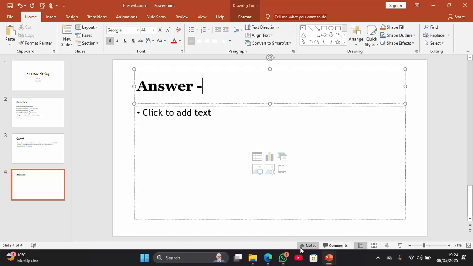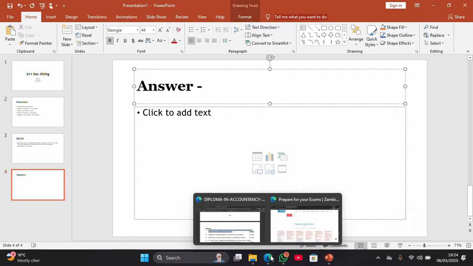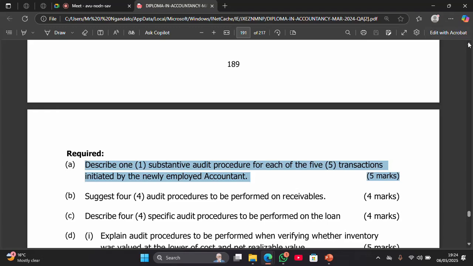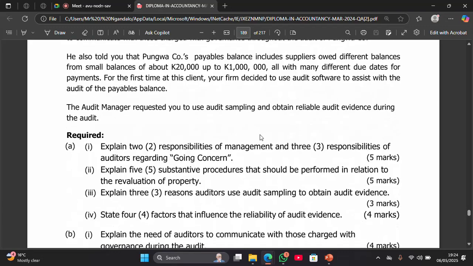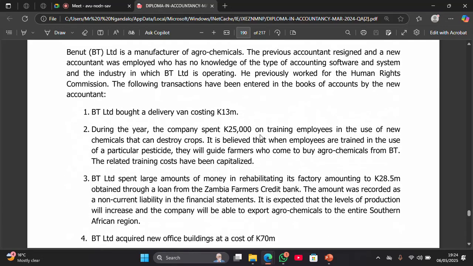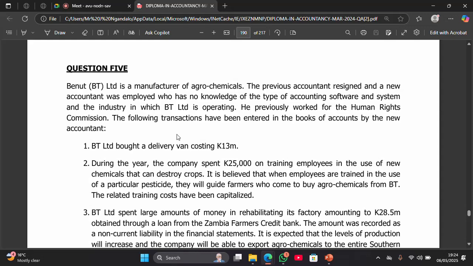So let's read. This new accountant, according to the question, has got no experience in this market. So we're told Binat Limited is a manufacturer of agrochemicals. The previous accountant resigned, and a new accountant was employed who has no knowledge of the type of accounting software and system and the industry in which BT Limited is operating. He previously worked for the Human Rights Commission. The following transaction has been entered in the books of accounts by the new accountant.